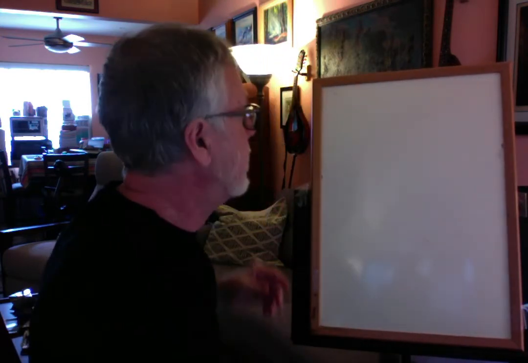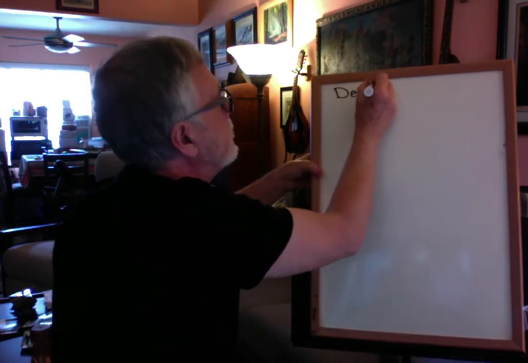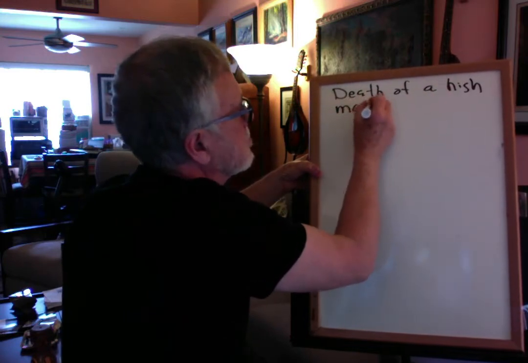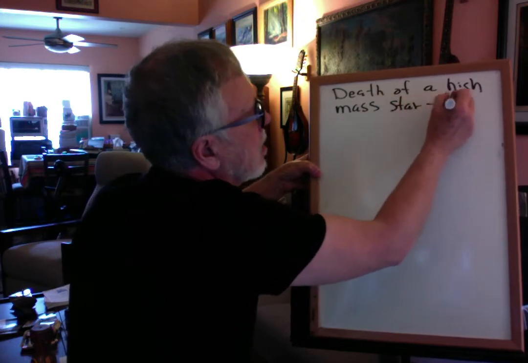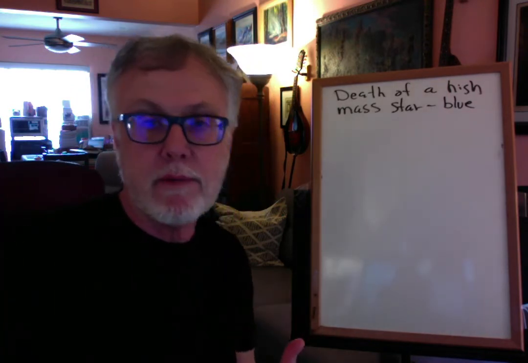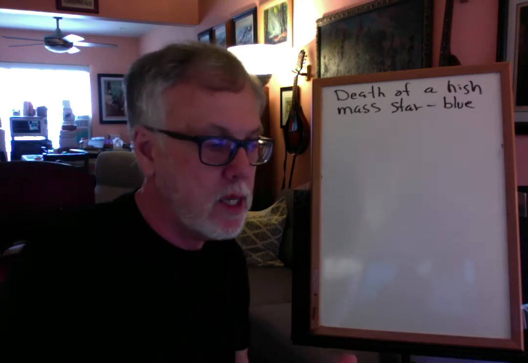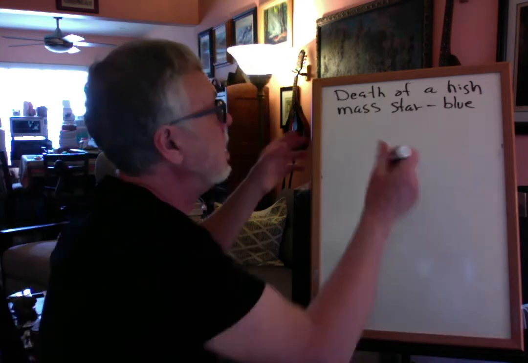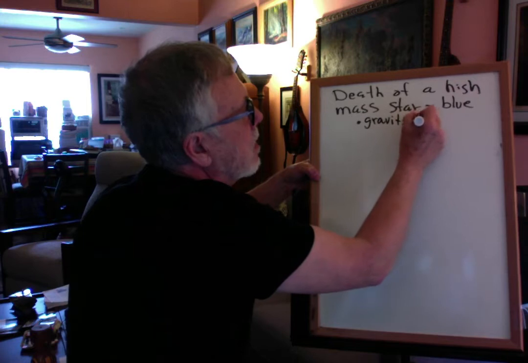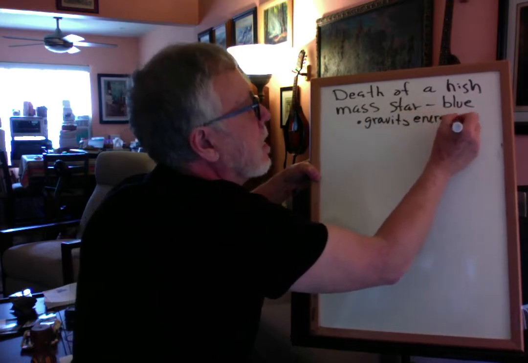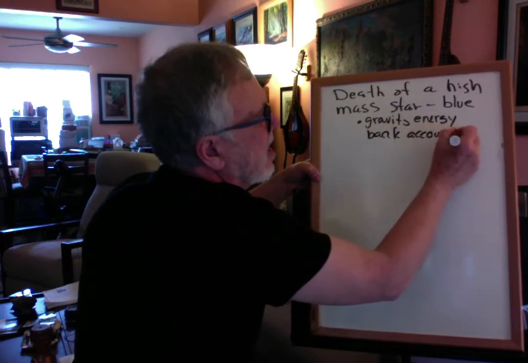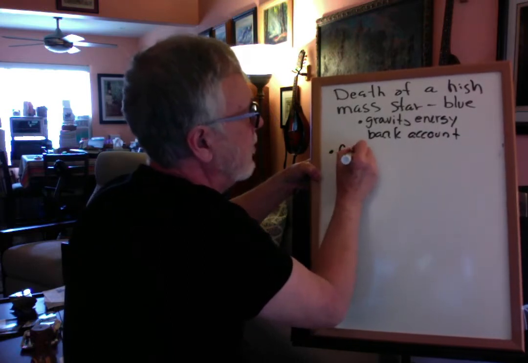So on the death of a high mass star, these are blue stars, whitish blue and such. Their masses are great. So these are really high mass stars. What that means is that the gravity energy bank, the count, is large. It turns out that carbon can be a fuel.